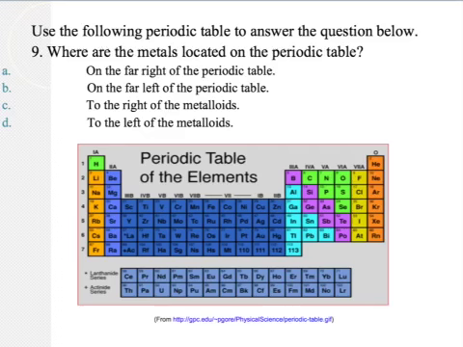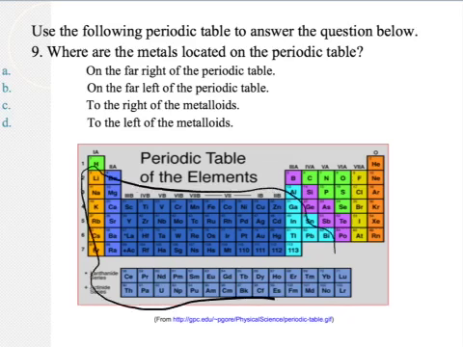Use the periodic table to answer the question below. Where are metals located on the periodic table? Guys, your metals is everything to the left of the staircase, including these guys down here. Those are all metals. So it's to the left of the purple, which is metalloids. These are metals.